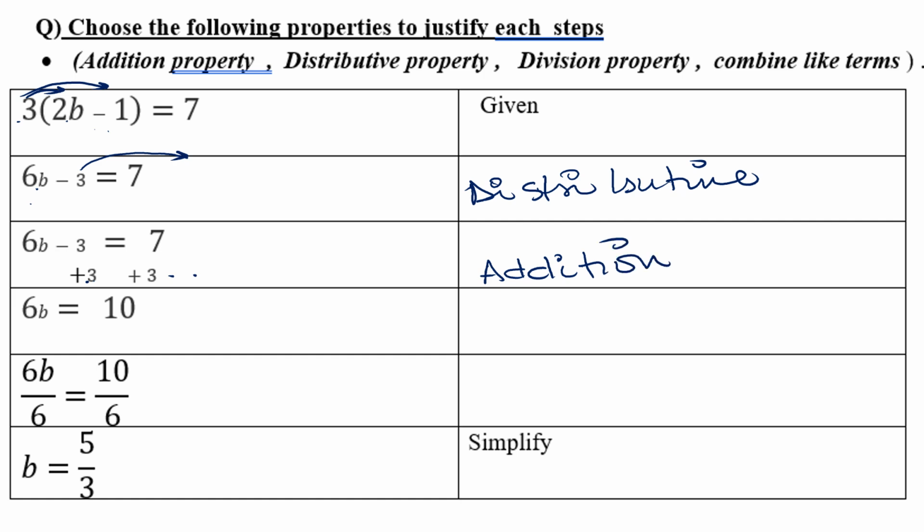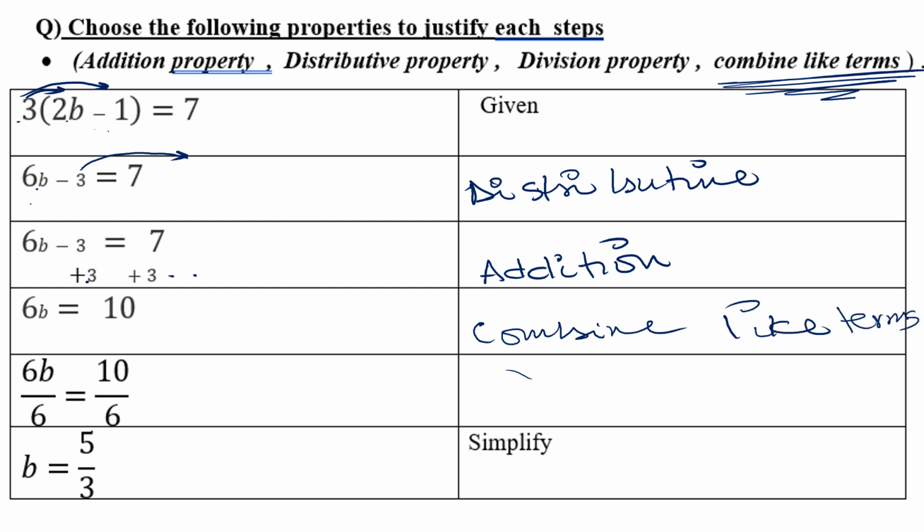Now 6b equals 10. How did you get this? By combining the like terms. I can write simplify, but since here combine like terms is written, I will say combine like terms. I am using all the numbers or all the statements which are given in the question.